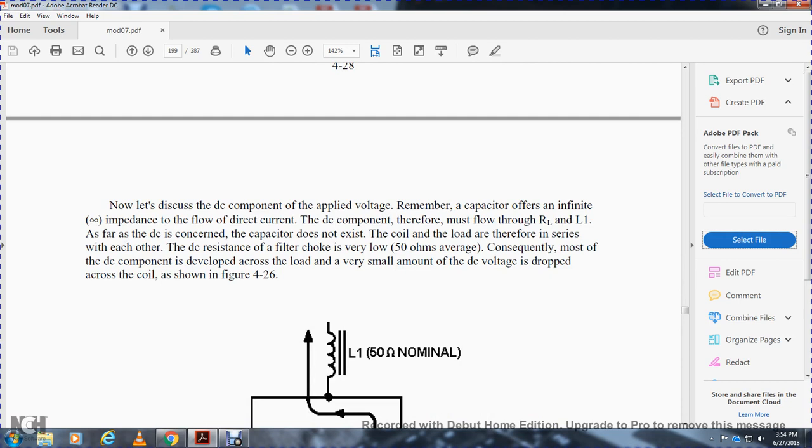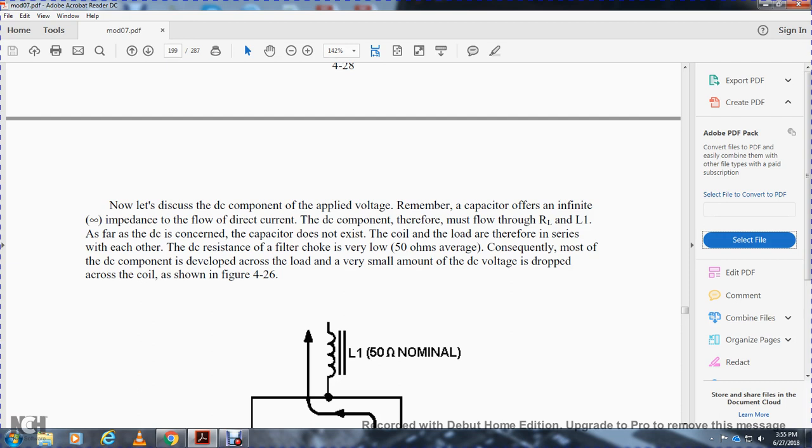Now let's discuss the DC component of the supply voltage. Remember, the capacitor offers infinite impedance to the flow of direct current, the DC component. Therefore, most of the DC flows through the load resistor and inductor L1, and the capacitor, as far as the DC is concerned, does not exist. The coil and load are therefore in series with each other.